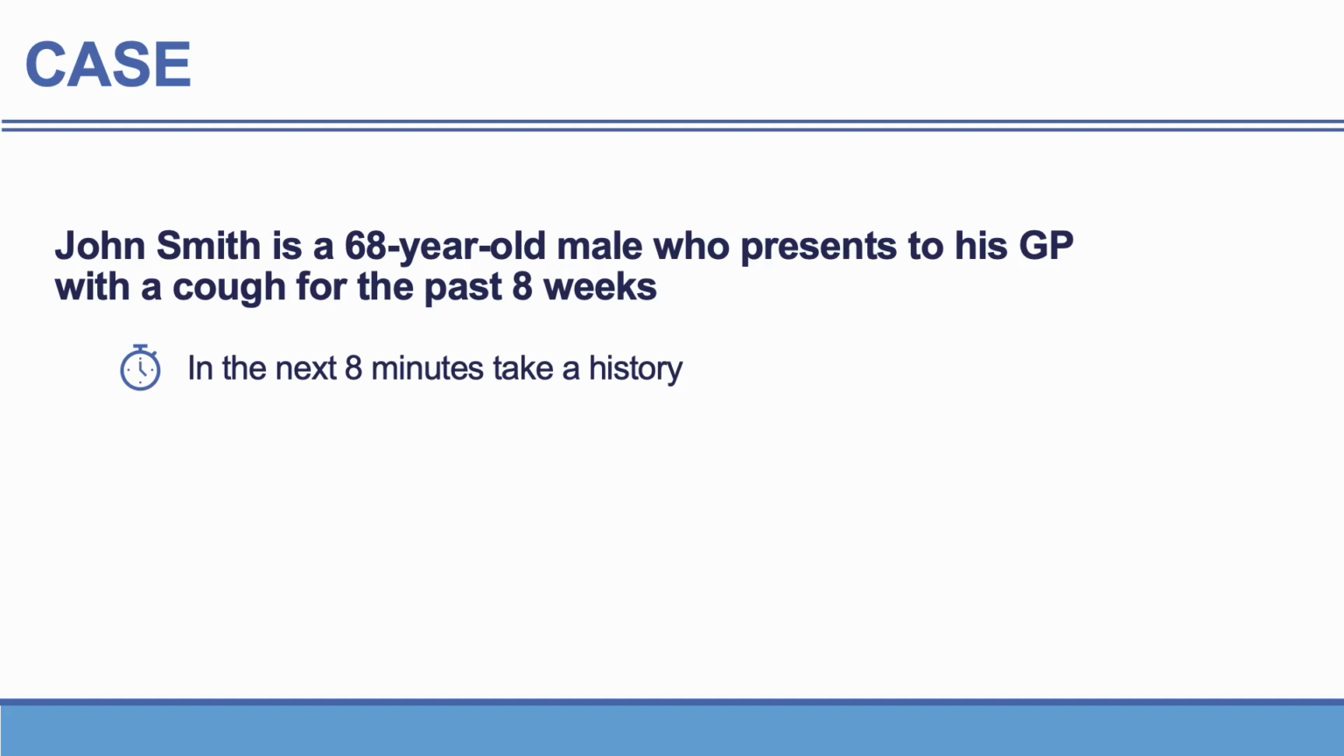John Smith is a 68-year-old male who presents to his GP with a cough for the past 8 weeks, and your task is to take a history in the next 8 minutes. So in the next few slides, I'll be guiding you through how to take a history for a chronic cough.